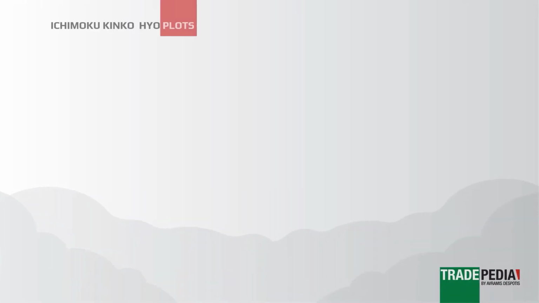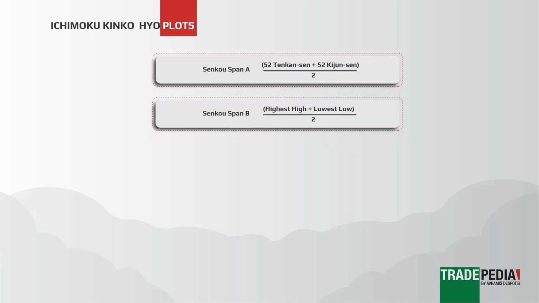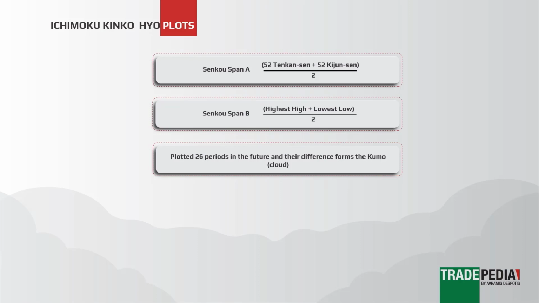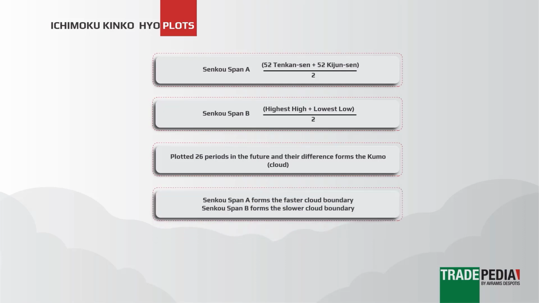The third and fourth Ichimoku plots create what is known as the Kumo, or the cloud. The first plot, Senkou span A, is calculated by adding the Tenkan-sen and Kijun-sen and dividing them by 2. Senkou span B uses 52 periods and is calculated by adding the highest high and the lowest low of the last 52 periods and dividing them by 2. These lines are referred to as leading because they are plotted 26 periods in the future, and their difference forms the Kumo. Senkou span A forms the faster cloud boundary, while Senkou span B forms the slower cloud boundary.